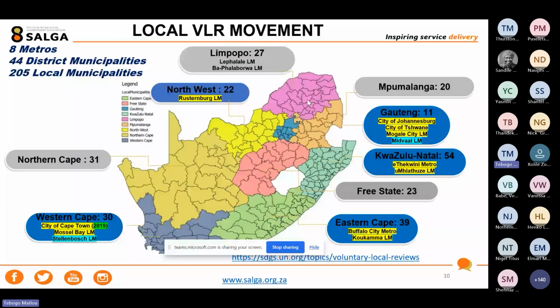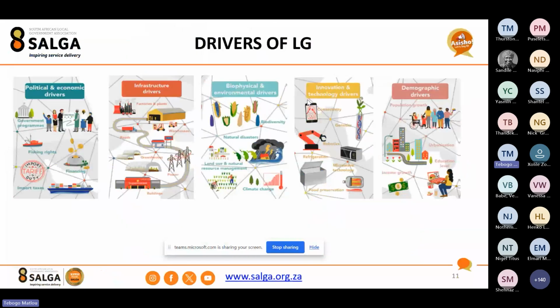So the drivers of local government, I thought, let me put the slide. It was not there in most of my slide. It's political and economic drivers, infrastructure drivers, biophysical environmental drivers, innovation technology drivers, and demographic drivers. I can unpack all this because it's very key to drive the economy, but the drivers of local government for SDGs are these ones. This is my thinking, but also after we have engaged government programs, the right financing is very key.